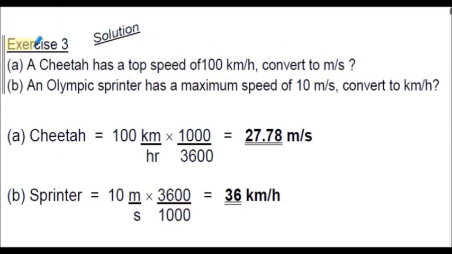Here's the exercise 3 solution. Part A relates to the cheetah. 100 kilometers per hour converted to meters per second is 27.78 meters per second to 4 significant figures. Part B was the sprinter. 10 meters per second, this time converted to kilometers an hour, so it's 36 kilometers per hour.